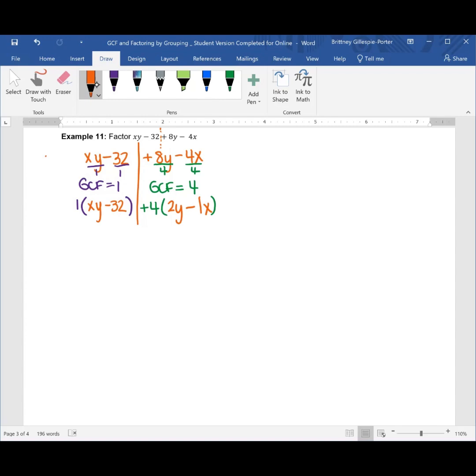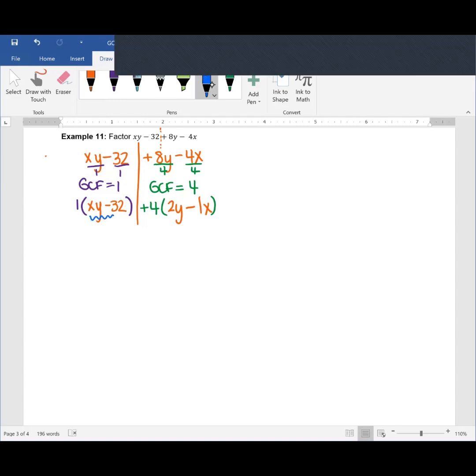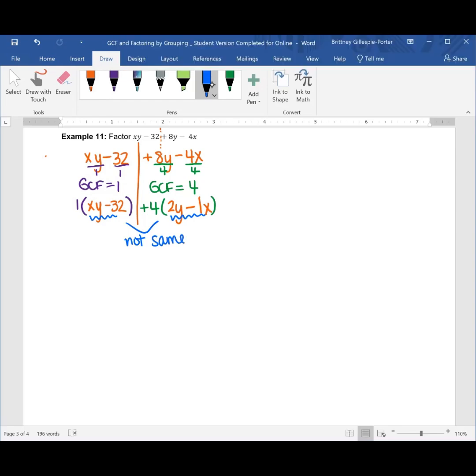But if you notice this time, our parentheses are not the same. And if they're not the same, we can't do the next factoring step because they're not a GCF. But we can't say that this is not factorable. Right now, all we can say is this way doesn't factor. So what we're going to do next is try a different grouping. You need to figure out which two you want to put together, and then we'll put together the other two.